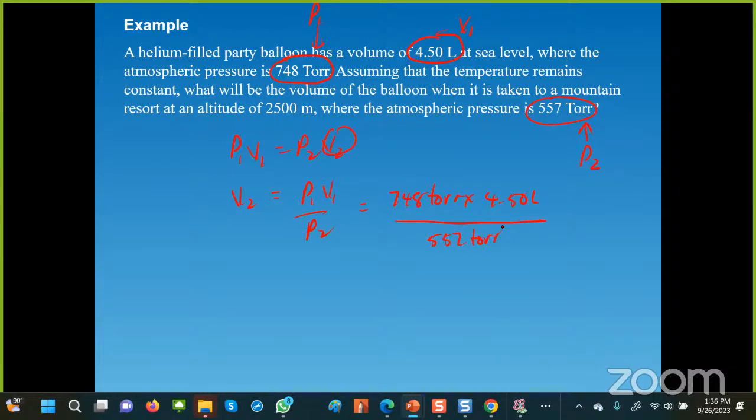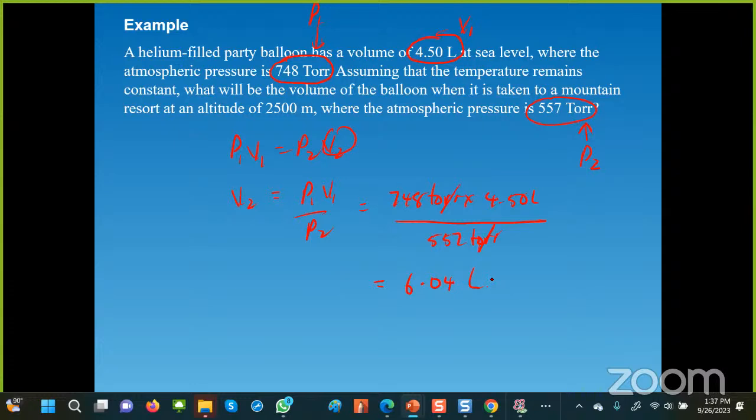748 times 4.5 divided by 557. And according to my calculations, whoa, is that right? Let me do this again. This doesn't look right. 748 times 4.5 divided by 557. Okay, that sounds more like it. So the answer I got here is 6.04, and the torr units will cancel out. So you're going to end up with liters as your final unit. All right. So that's basically how you do that problem.